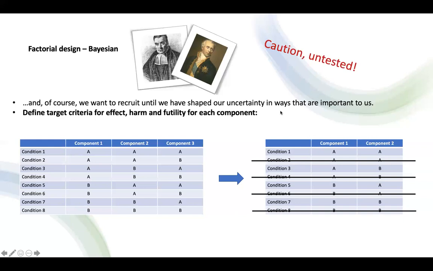We can start out with 5 components. We can identify components that seem futile and just drop those. Components that are effective, fine, we know that now, remove that one, and then we can reduce the number of conditions, and we can speed up recruitment quite significantly.